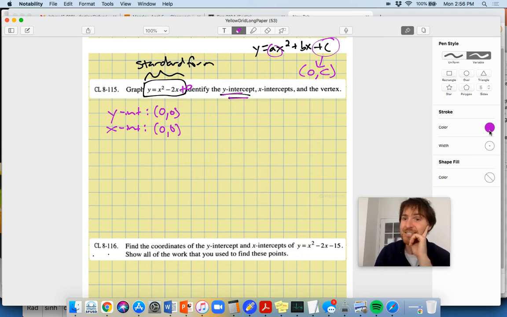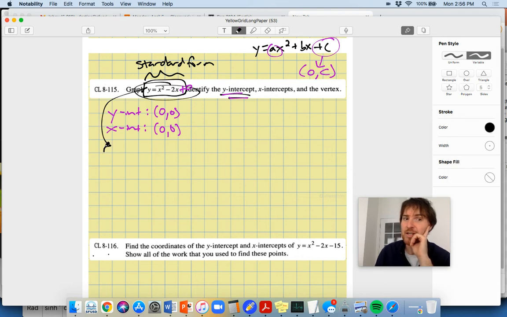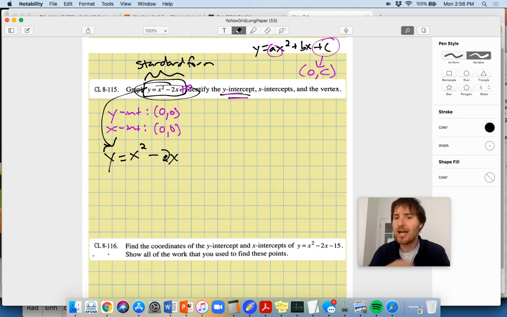Let me take this and let's look at it down here. We have y equals x squared minus 2x. There's a way for us to change this from the standard form into a different form that can help find us our other x-intercept.